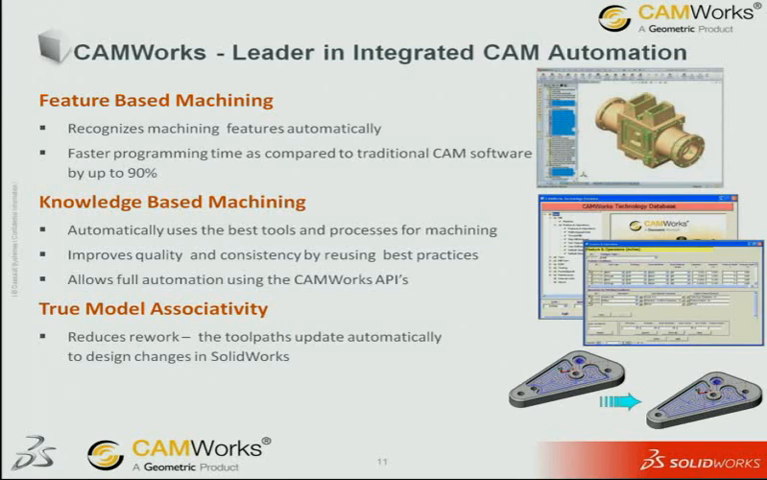We were the first CAM system in SolidWorks to offer feature-based machining. Feature-based machining recognizes features automatically. We use AFR, or automatic feature recognition. Our AFR system is the best in the world. It'll recognize up to 20 different features, not just holes, but also slots, pockets, bosses, a number of different features. And this can speed up your programming time as compared to traditional CAM systems by up to 90%.